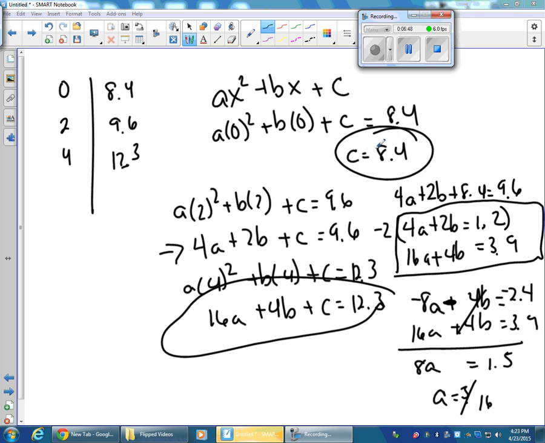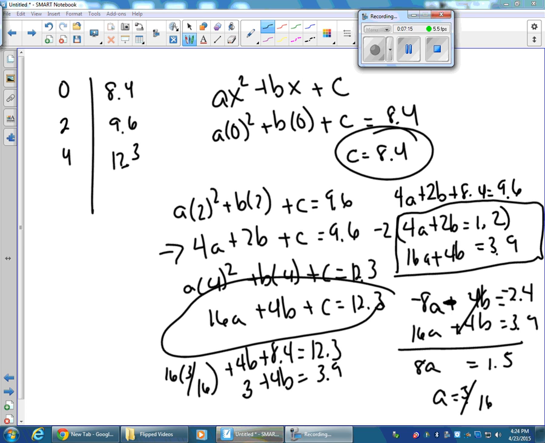C is 8.4. We can plug into this formula: 16 times a plus 4b plus c equals 12.3. All right, so 12.3 minus 8.4 is 3.9. So I get 16 times 3/16, that's 3, plus 4b equals 3.9. Subtract 3, divide by 4, and if I change that to a fraction, it's b equals 9/40.